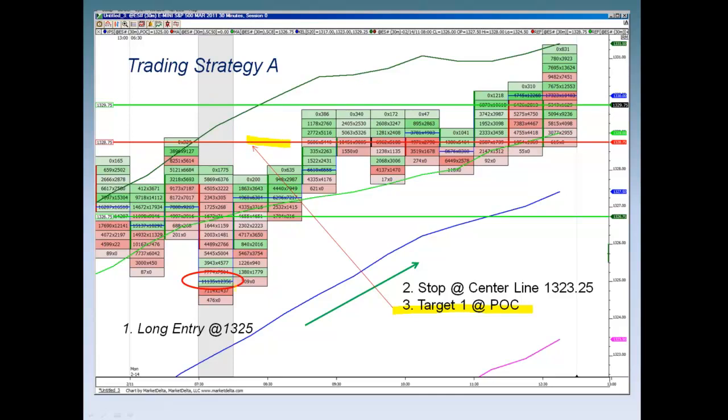And sure enough, prices do come up to the POC, and even if you had picked it up here when you saw the volume POC move higher, you would have still had a little bit of profit to the POC.